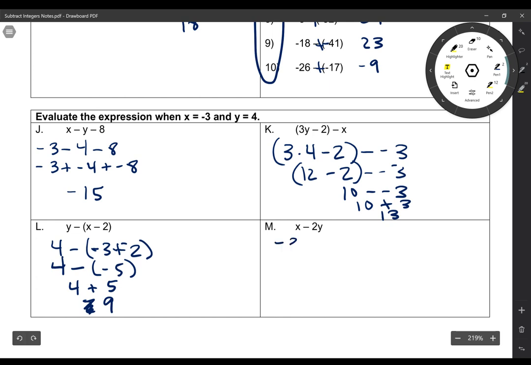And on my last one, negative 3 minus 2 times 4. So go ahead and multiply first. And then this is going to be negative 3 plus negative 8, which is negative 11.